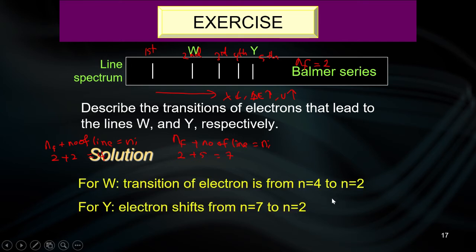Right? So this is the answer. You must write when the question asks you to describe. That means you must say the transition of electron, or electron falls from which energy level to which energy level. Okay.